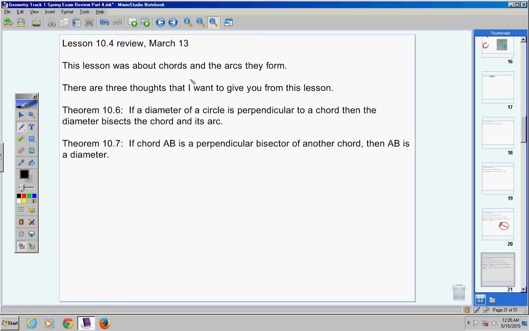If chord AB is a perpendicular bisector of another chord, then AB is a diameter. Okay, now here we go. Now it's the converse. So up here we said if we have a diameter and a chord that are perpendicular, then the arc and the chord will be bisected. Now we're saying the opposite. If we have a chord, now we don't know where the center of the circle is. We do not know where the center of the circle is, so we do not know if this is a diameter or not. Okay? If AB is a perpendicular bisector of another chord.